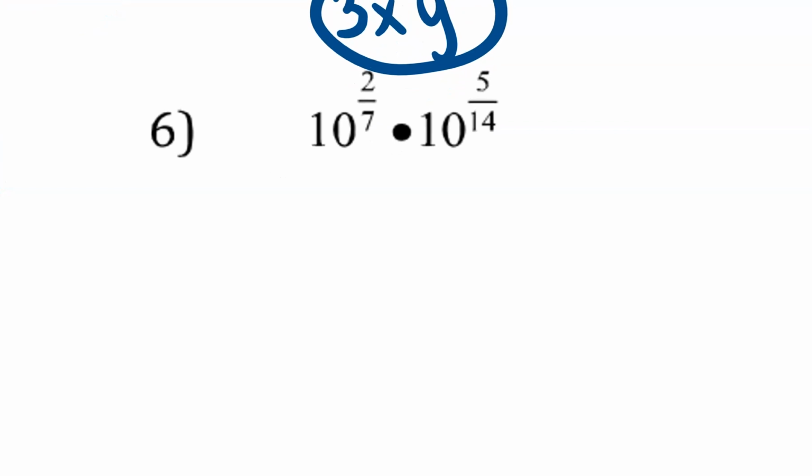Next one, we're multiplying like bases. The like bases are the tens, which means the base stays the same, and we add the exponents. In order to add the exponents, we need common denominators. We can get them both to have a denominator of 14 if we multiply this first one by 2. So 2 times 2 is 4, and 7 times 2 is 14.